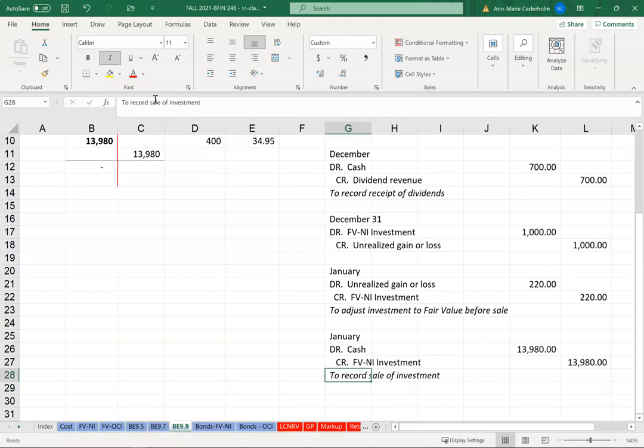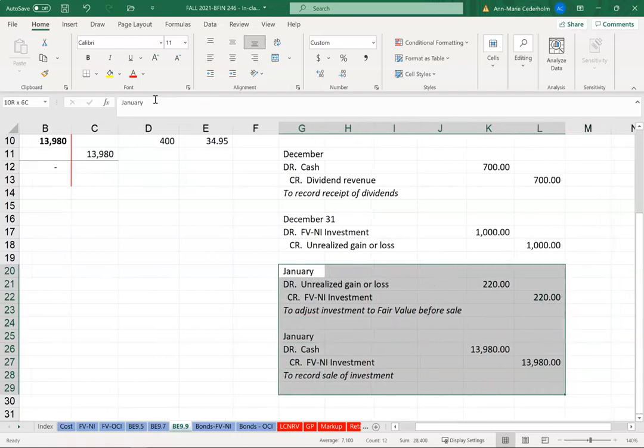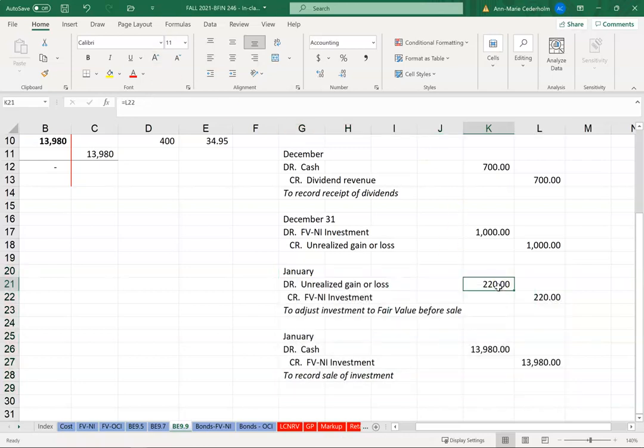Again, I've sometimes seen these two journal entries put together. Sometimes they would do debit cash for $13,980, debit unrealized gain or loss for $220, and then do a credit for fair value through net income investments for, I guess, the $14,200. But you just want to be consistent with the way that we handle them. So I'm just going to keep handling it this way.